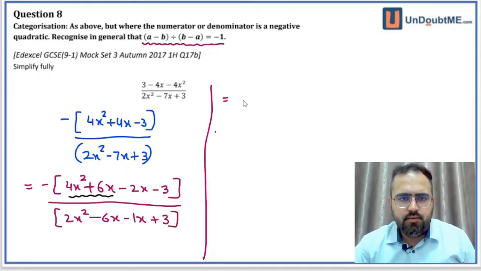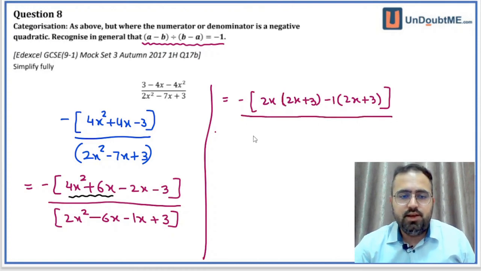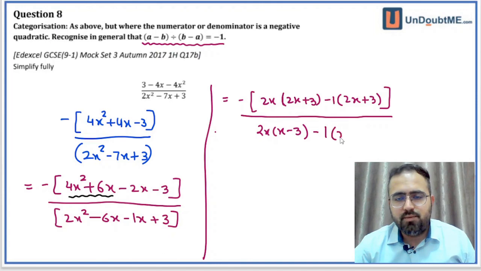Here I'll take 2x common, so it will be 2x plus 3. From the other two terms, I don't have anything common, so I'll just take minus 1 out. It will be 2x plus 3. These two brackets should be the same. Yes, they are, which means what we have done is fine. In the denominator, from the first two terms, I can take 2x common, it will be x minus 3. And then from the last two terms, I'll take minus 1 common, so it will be x minus 3.